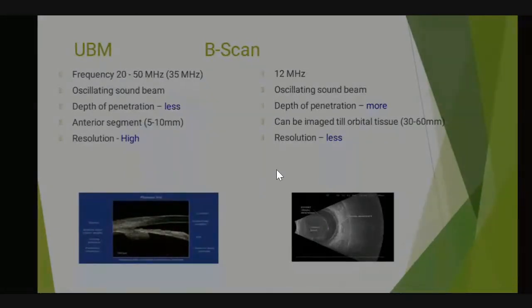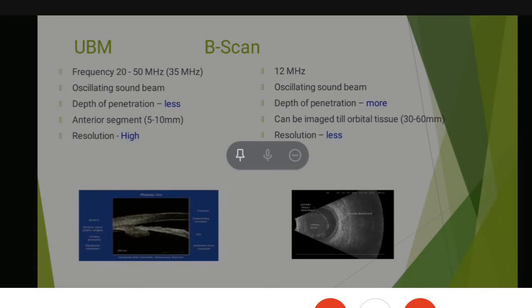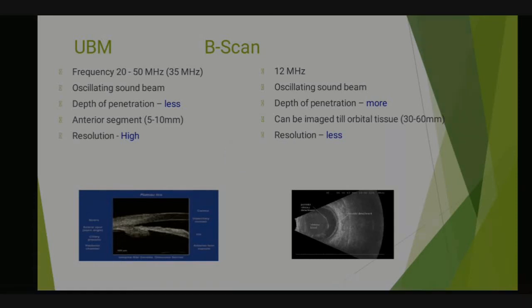The frequency of a UBM probe is around 20 to 50 million hertz, and B-scan provides around 12 million hertz. This B-scan is what we use in our hospital for scanning the retinal structures. The UBM probe frequency used in our hospital is around 35 million hertz. We have both 50 and 35, but the common one used in our clinic is 35 million hertz.